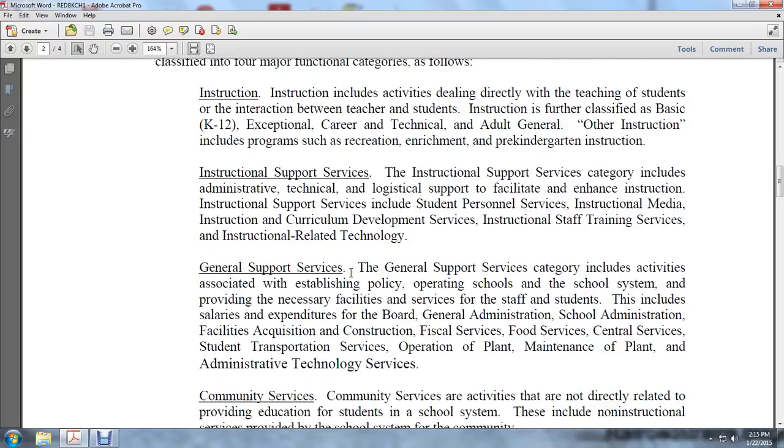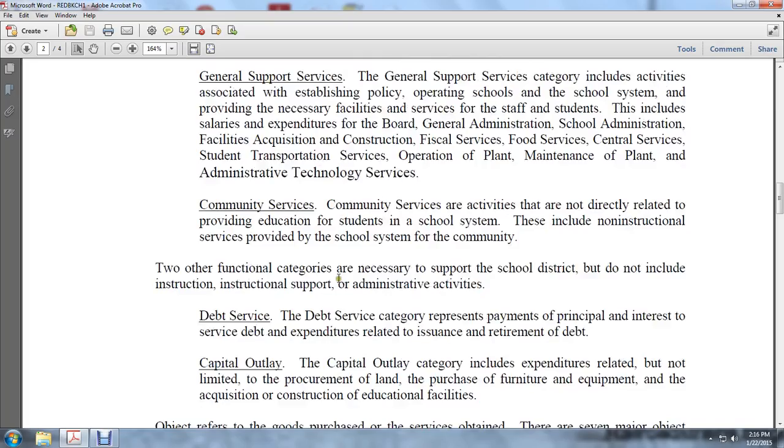General support services. The general support service category includes activities associated with establishing and operating a school system and providing the necessary facilities and services for the school staff and students, including salaries and expenditures for the board, general administration, school administration, facilities acquisition and construction, fiscal services, food services, central services, student transportation services, operation of plant, maintenance of plant, or administrative technology services.